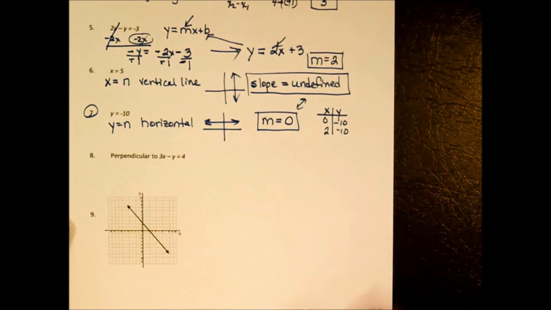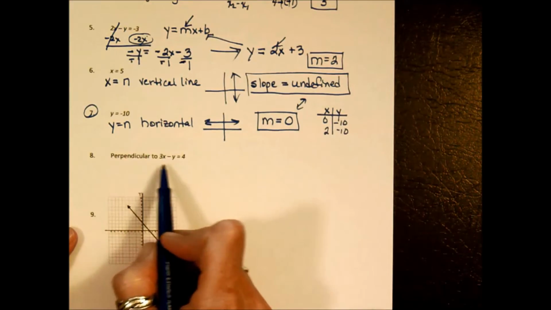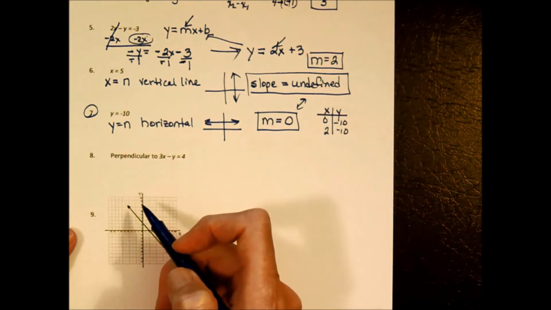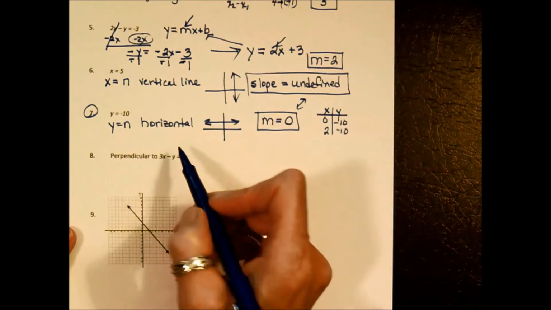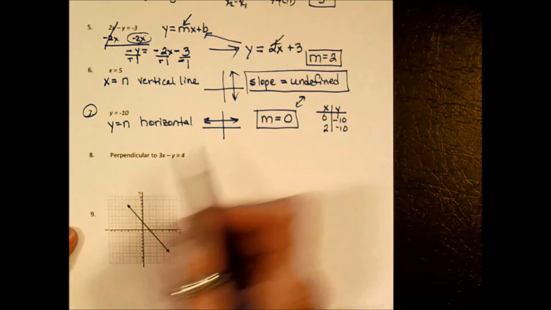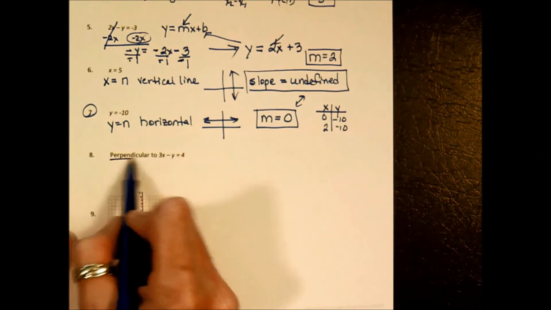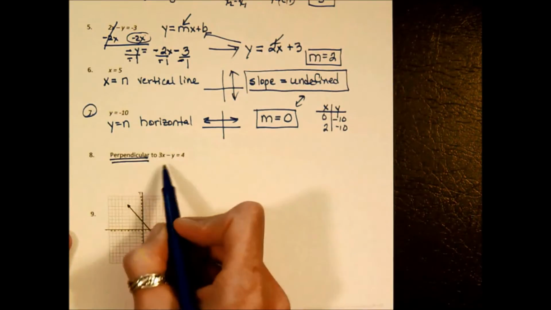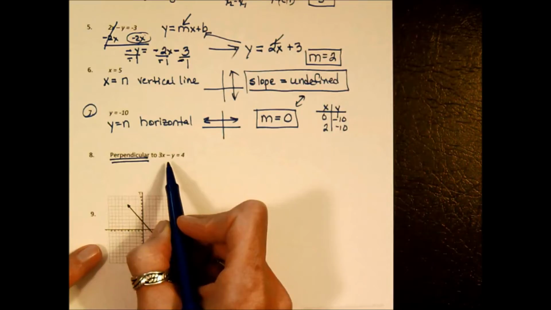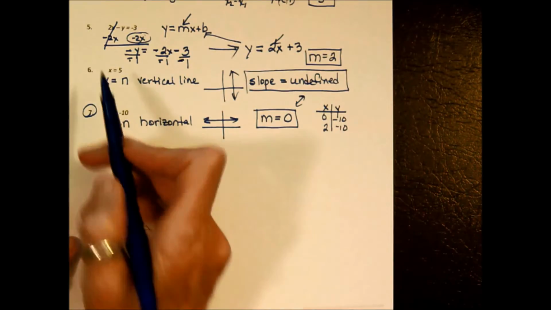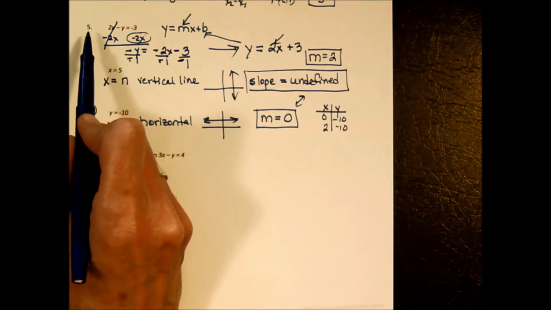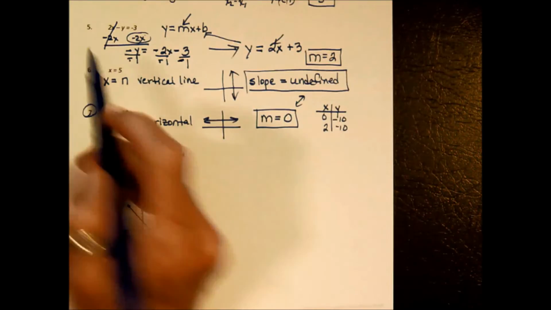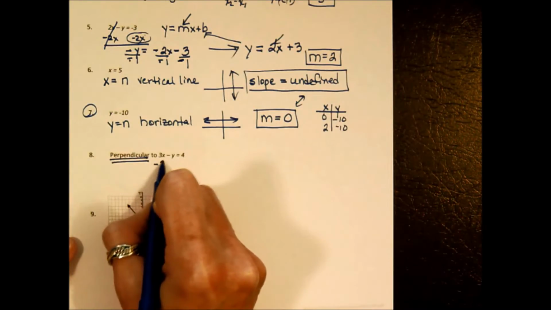All right, let's look at number 8. It says perpendicular to 3x minus y equals 4. We want to know what the slope of our line is if our line is perpendicular to this line. So the first thing we have to know is what is the slope of this line. And we're going to find that the same way we did up here in number 5 when we rearranged the equation. So we're going to rearrange into -3x.